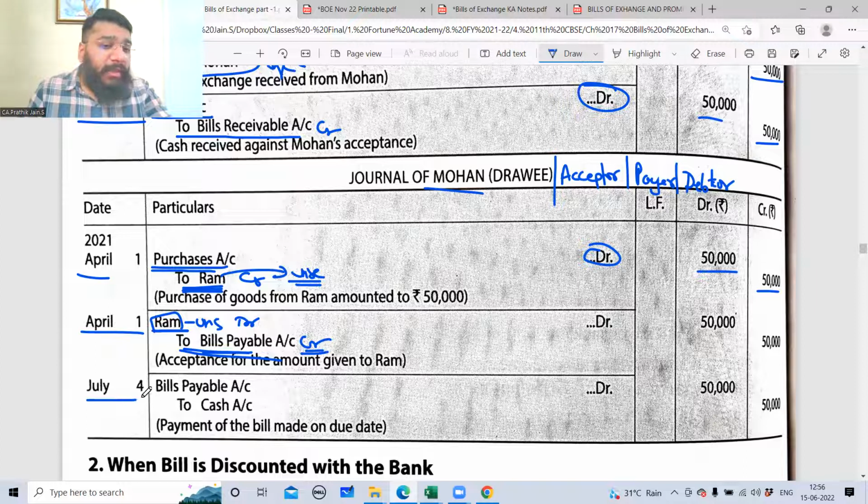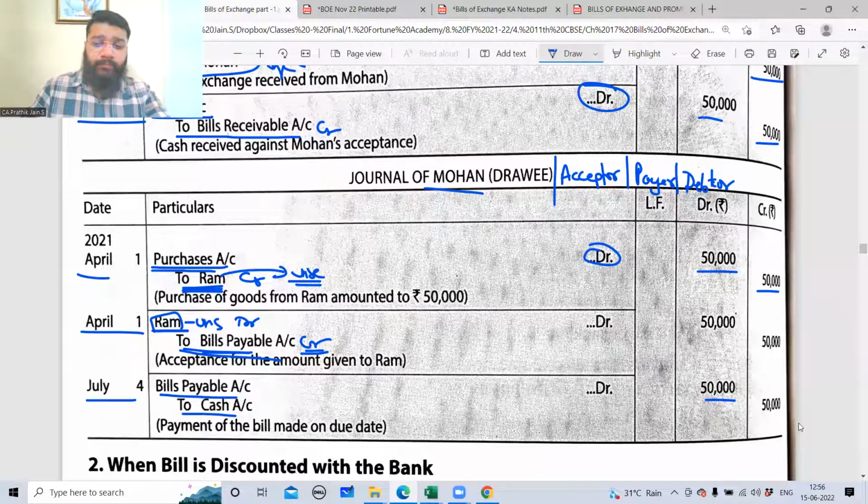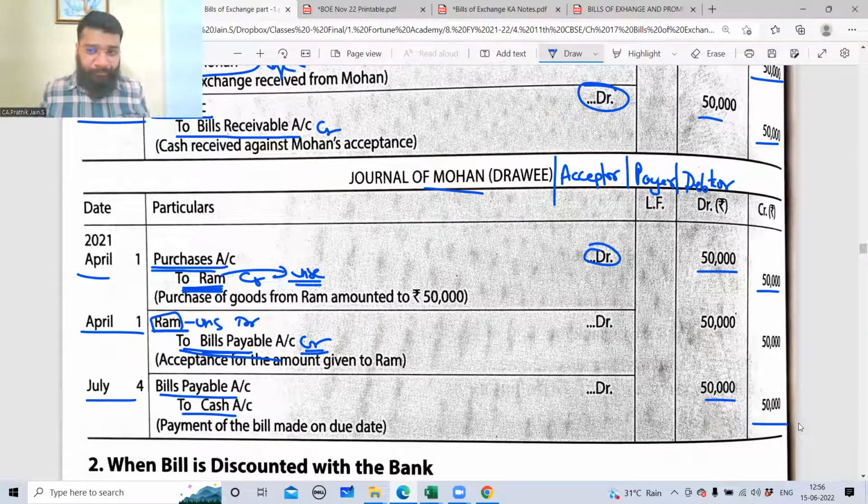And on the date of maturity, the bill is paid. So reverse the liability and make the payment. Bills payable to cash.